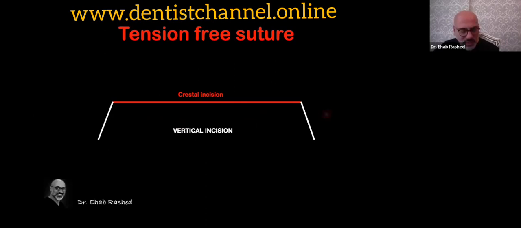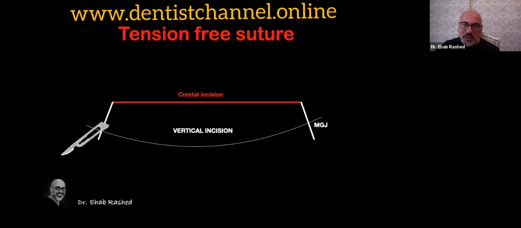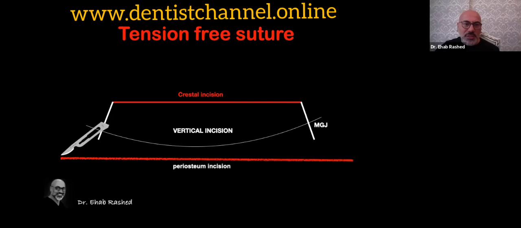So I need to widen the base of the flap, and also this vertical incision must pass through the mucogingival junction. So just making the incision at the keratinized tissue is not enough, because you cannot release the flap enough that way. So you have to extend it beyond the mucogingival junction, and then you get the second blade, this second blade that I will show you now, and this blade is to do the periosteal incision.